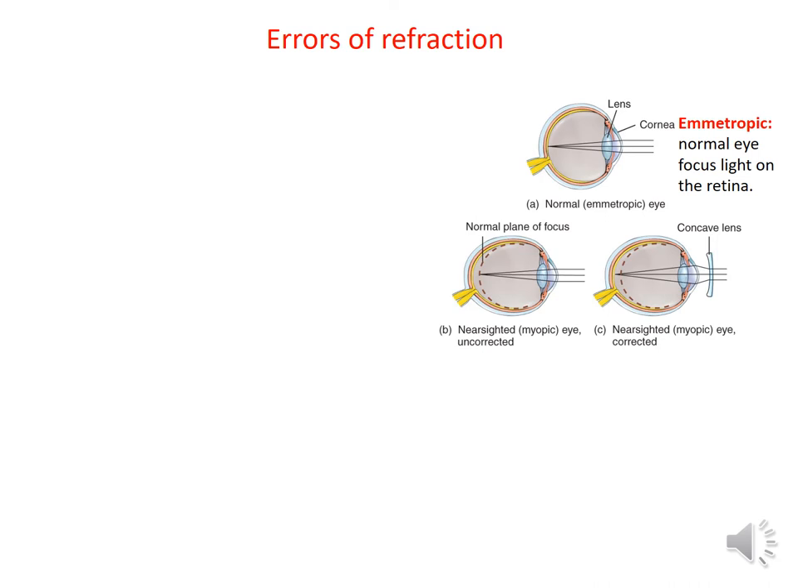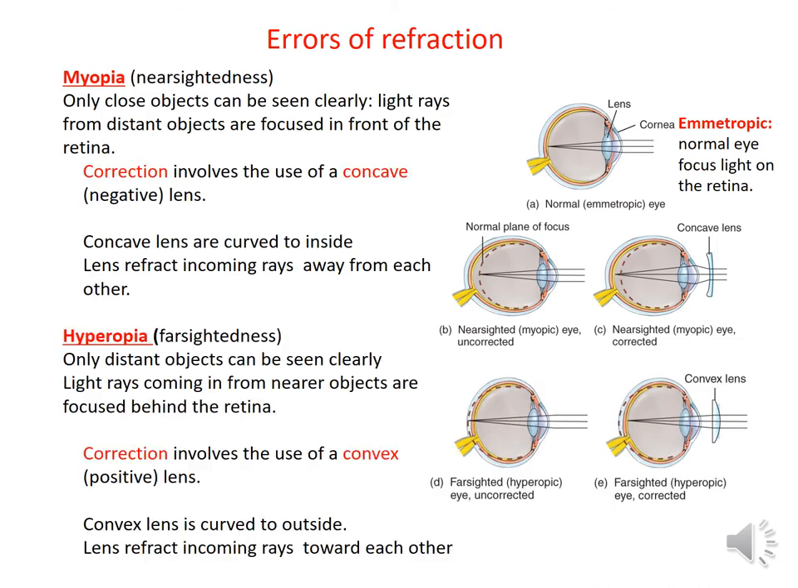Errors of refraction and the type of glasses or the type of lenses used to correct. We have the normal eye, or emmetropic eye, where we have focusing of the image of the object on the retina. While in the myopic eye, we have focusing of the image of the far objects in front of the retina.